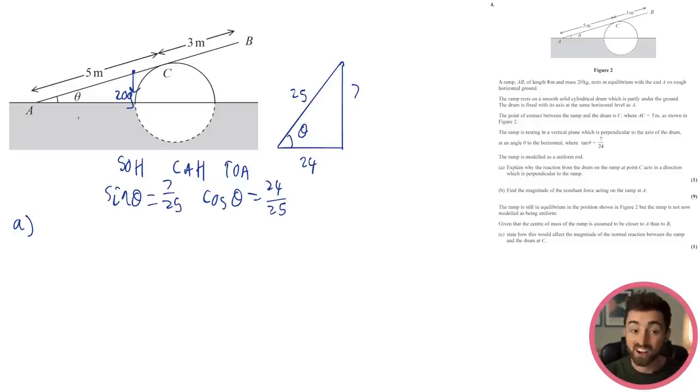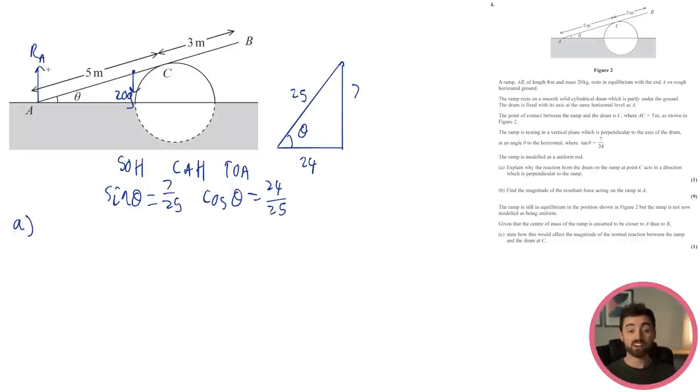Okay, what's kicking off at A? So you're always going to have, when it's on any surface, a reaction going perpendicular to this surface. So we're going to have a reaction here, let's call it R_A. We are going to have friction because the horizontal ground, we're told, is rough.